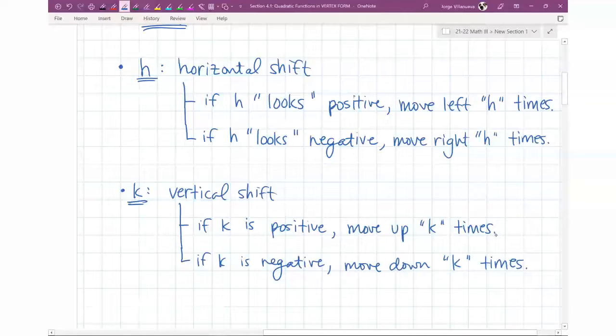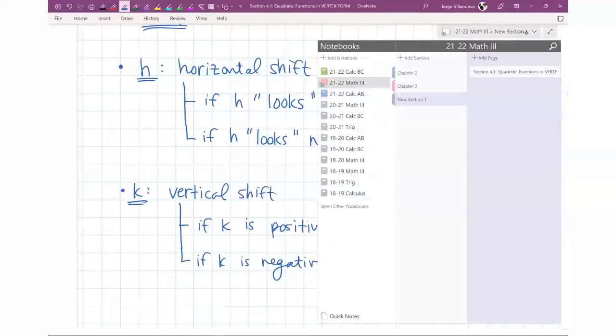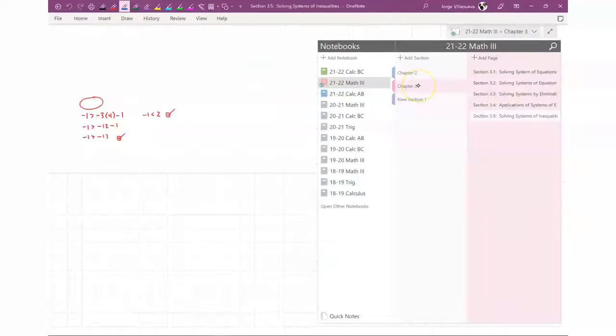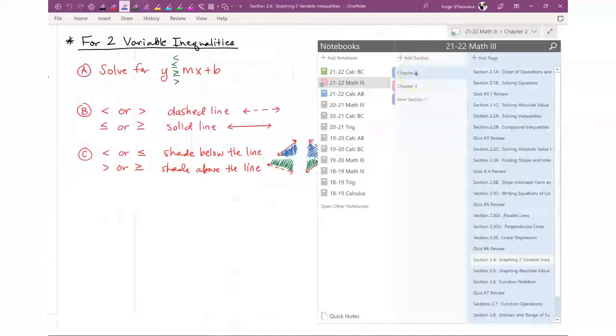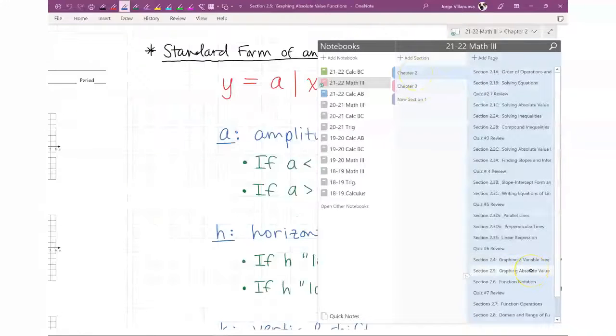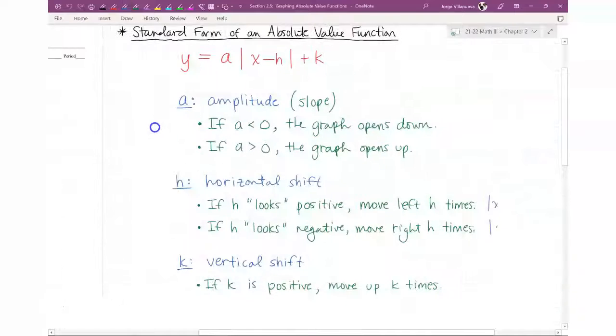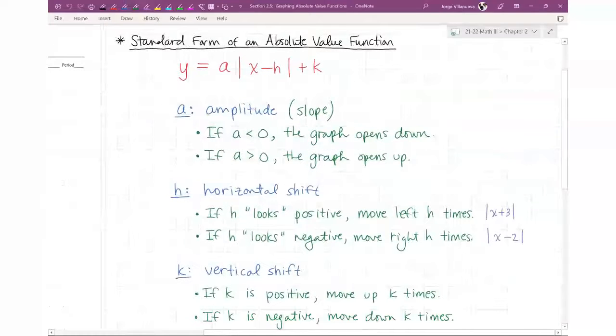Now I know you guys are writing this down right now, but give me a second. I just want to try to find this for you guys here. I think it was chapter 2, section 2.5. Look at this.